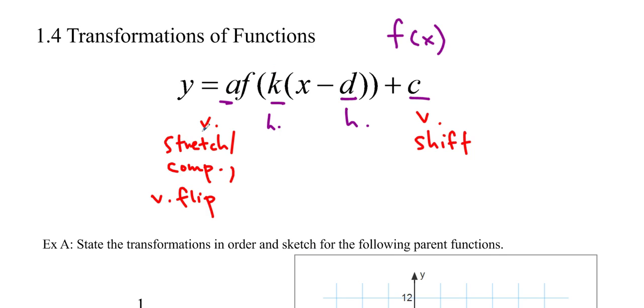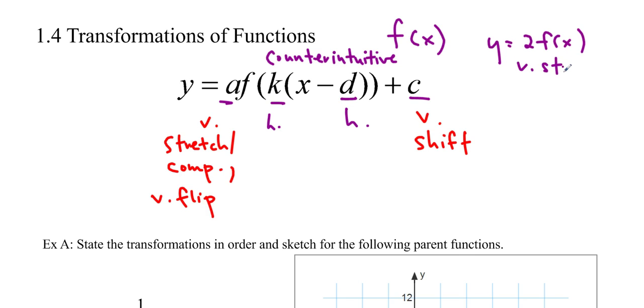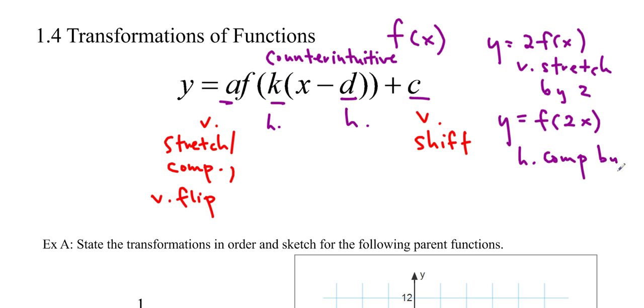With K, it's very similar to the A, except it's actually counterintuitive. So when you think of the inside, it is counterintuitive. It goes opposite what you think it's going to do. So if I had, for example, y equals 2f of x, this is going to be a vertical stretch by 2. But if you have y equals f of 2x, it's on the inside now, you see, it's a horizontal compression by 1/2. Some people like to say it's a horizontal stretch by 1/2 or a horizontal compression by 2.